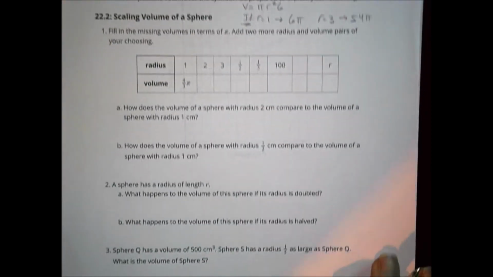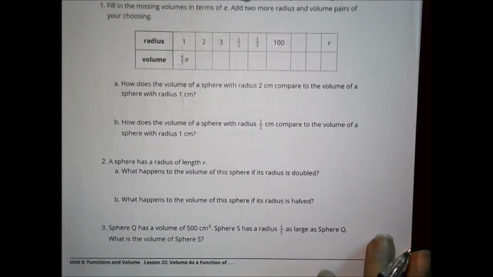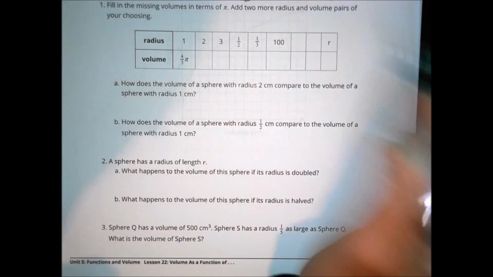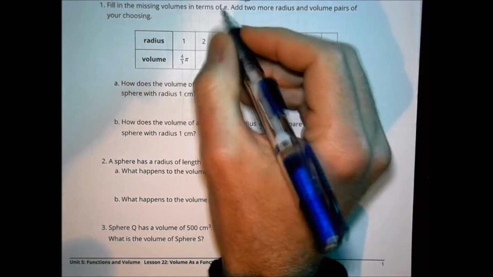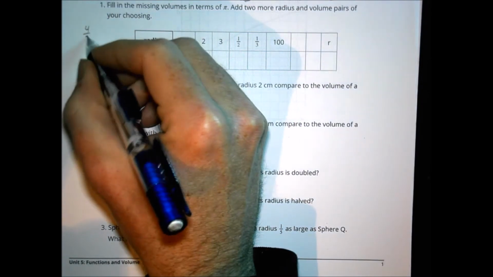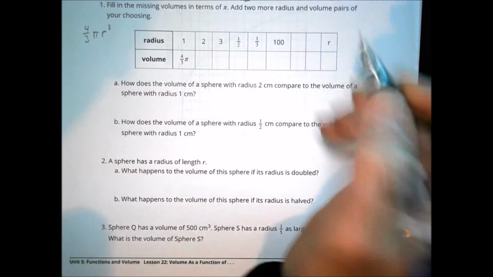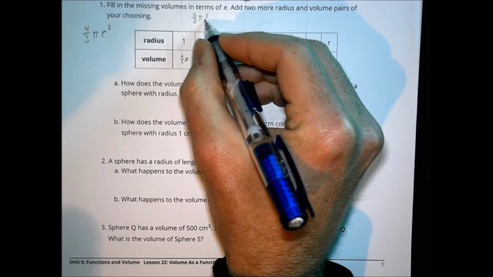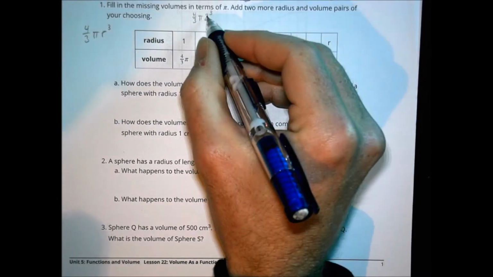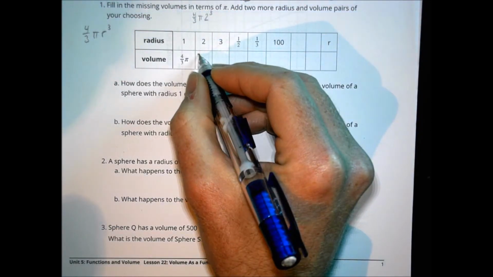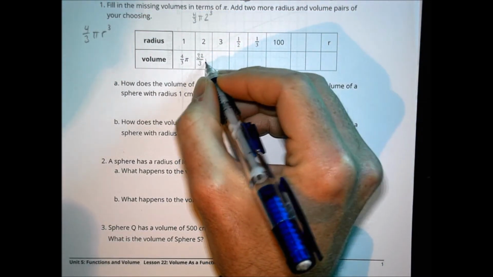Let's look at the second part here. The second part has a table that wants you to fill out the chart with some information. So we're going to fill in the missing volumes in terms of pi and add 2 more for what we got there. So these are volumes of a sphere. The sphere is again 4/3 pi times r cubed. So for this one here with a radius of 2, that would be 4/3 times pi times 2 cubed. 2 cubed is 8. 8 times 4 is 32. So we end up with 32 over 3 pi.